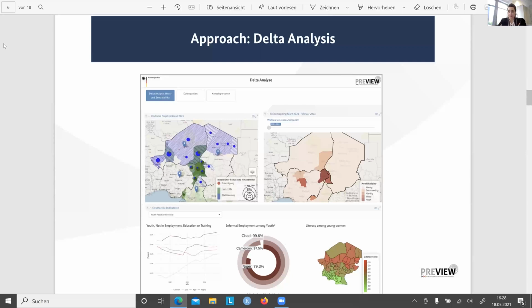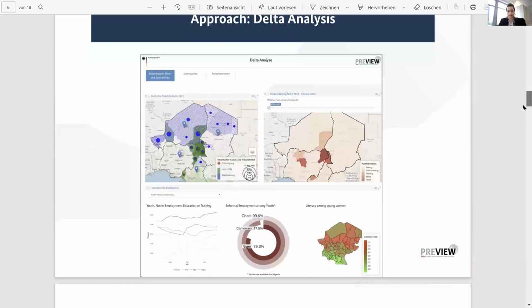I will quickly lead you through the three approaches. An important thing that I want to mention about the delta analysis is that it is an interactive dashboard. We opted for a lot of interaction with the user because the data is so multi-layered, and it's really hard to find a very concise way of visualizing it in an analytically useful way. So let me lead you through it a little bit.